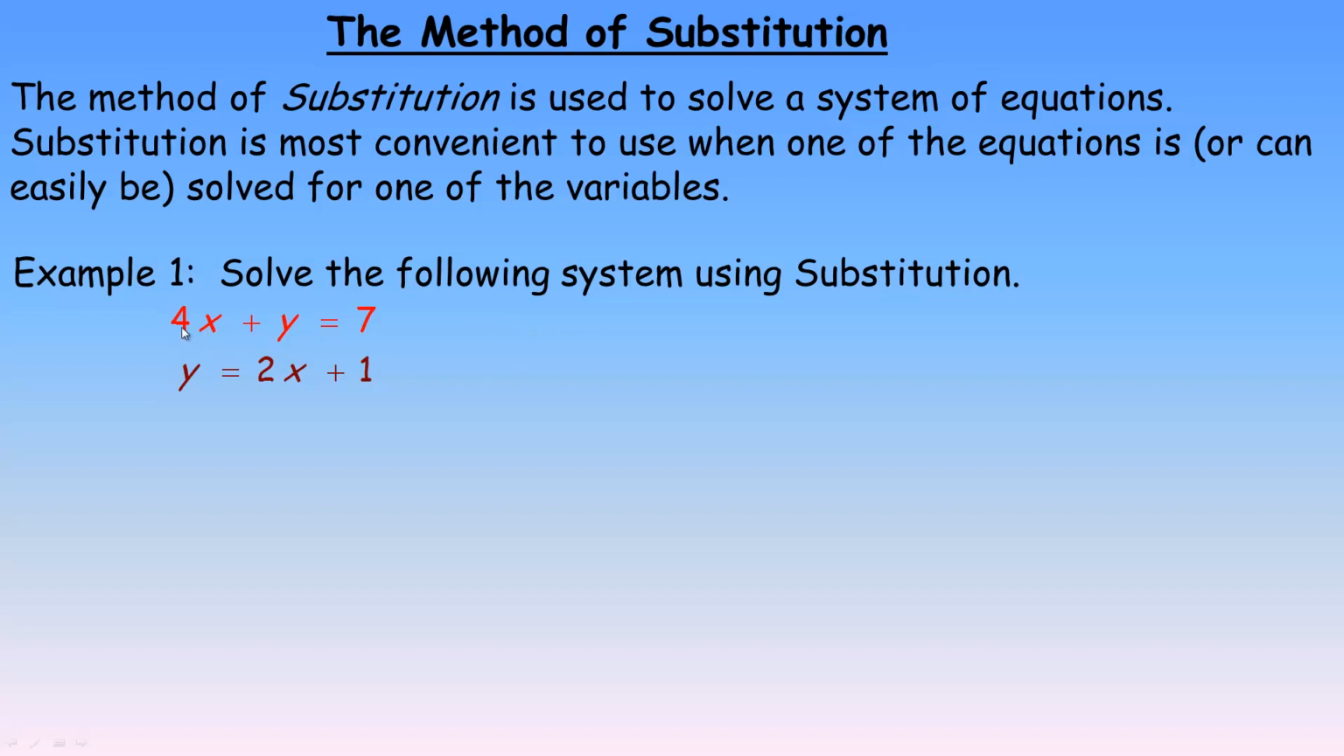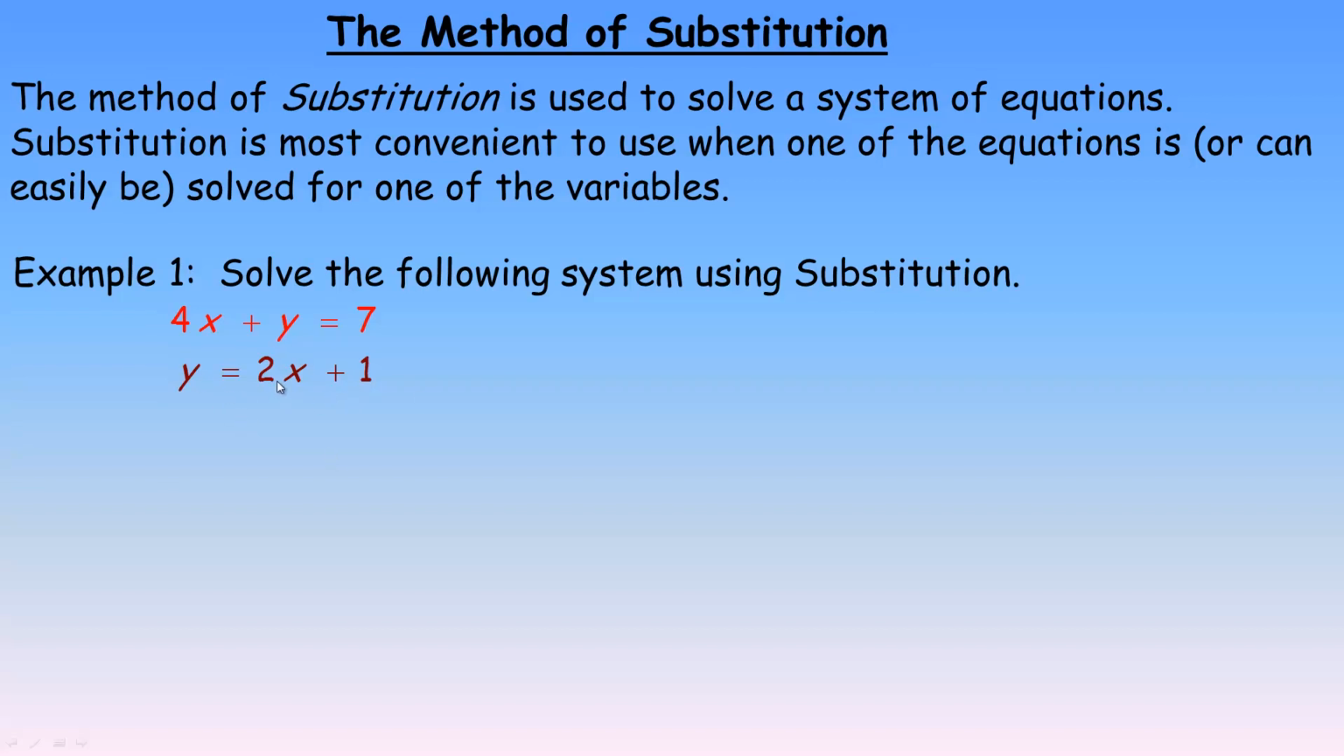So one equation is 4x plus y equals 7, and the second one is y equals 2x plus 1. Now the second equation, y equals 2x plus 1, is solved or rearranged for y already, so that's good. So that makes substitution a pretty efficient method for this system. The first equation could also be easily rearranged or solved for y because the y has a coefficient of 1, so we could do that if this wasn't already solved for y.